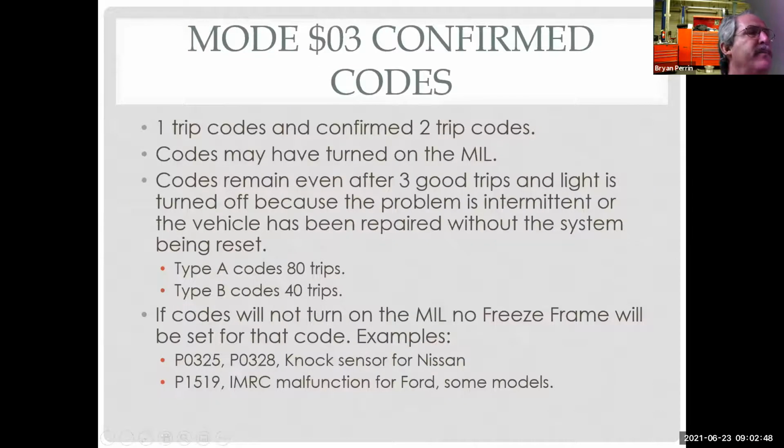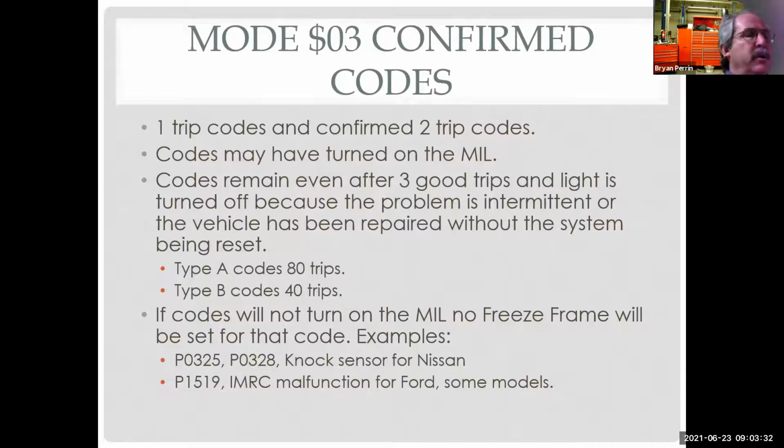So my mode 3 has confirmed codes, 1 trip codes and confirmed 2 trip codes, codes that may have turned on the MIL. If the code in mode 3 is capable of turning on the MIL, it is capable of supporting freeze frame data. So like a P0325 code on a Nissan is not capable of turning on the MIL. Therefore, you will see that code in mode 3, but you will not see any freeze frame data. You will only see freeze frame data when a code that can turn on the MIL matures. So that's why it's important to look and see what code's in freeze frame, because that's the code that turned on the MIL.